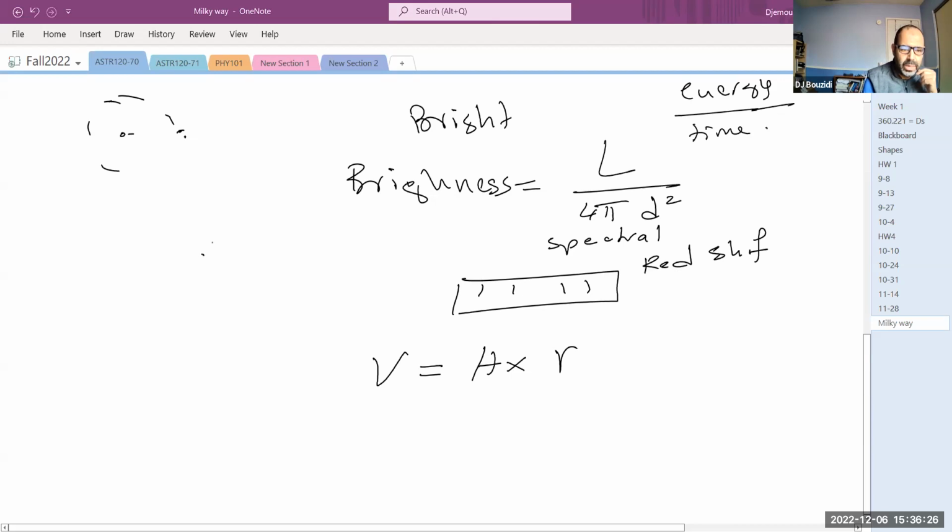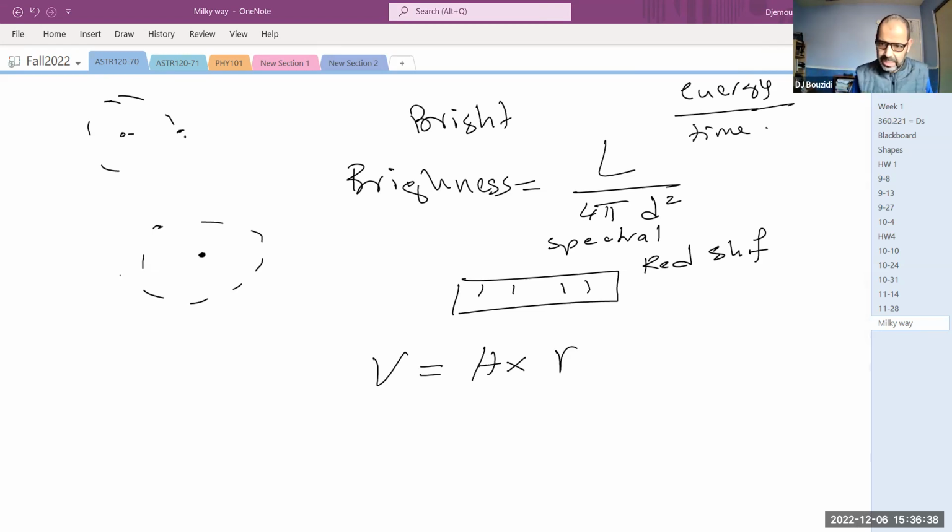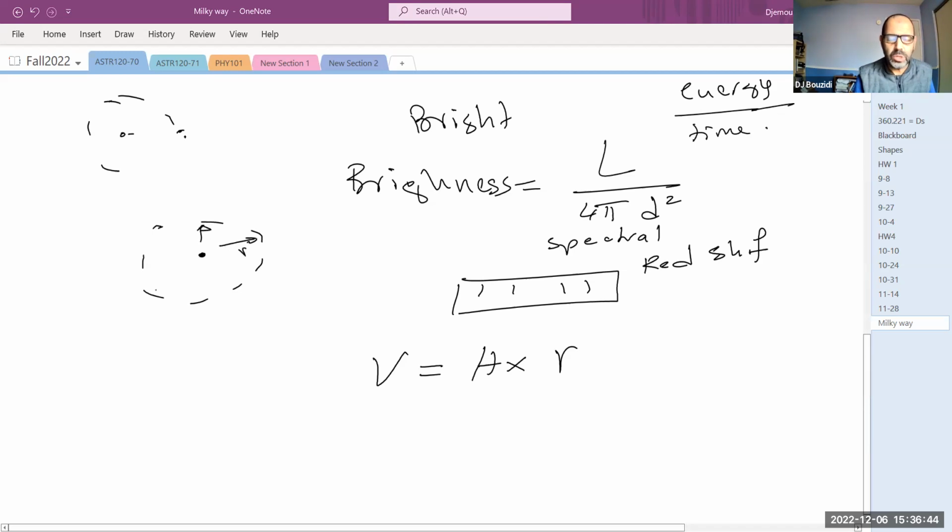So if you're looking at them in here, this is our location in the Milky Way, and we're looking at the faraway galaxies. We're not looking at Andromeda or Triangulum or any of the nearby galaxies. We're looking at far, far away galaxies. Those galaxies seem to be moving away from us in all directions. That's why I use R in this case, because when you are in the center of the sphere, that is the radius.